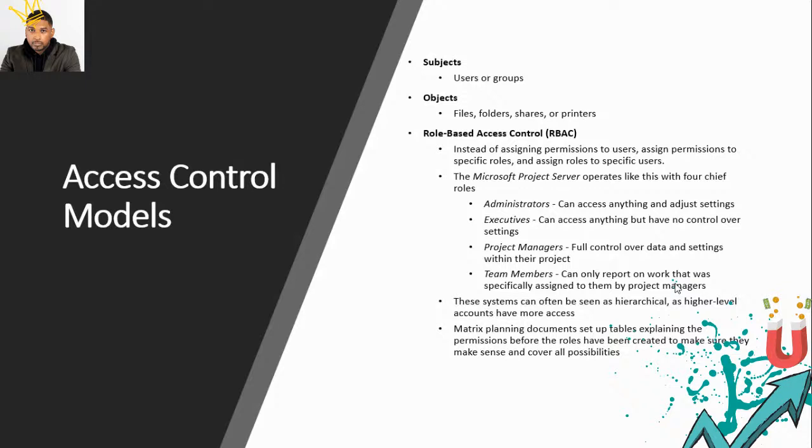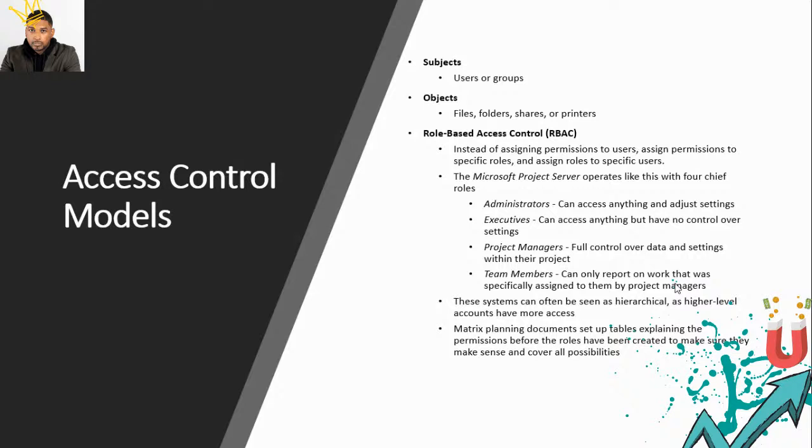Access control models. Subjects, users, and groups, we kind of just described that as well. You want to ensure that you have an architecture, a kind of topology, of access control lists: what users and what groups should be associated with different files, folders, shares, printers, etc. Role-based access control: instead of assigning permissions to users, assign permissions to specific roles, and assign the roles to specific users.